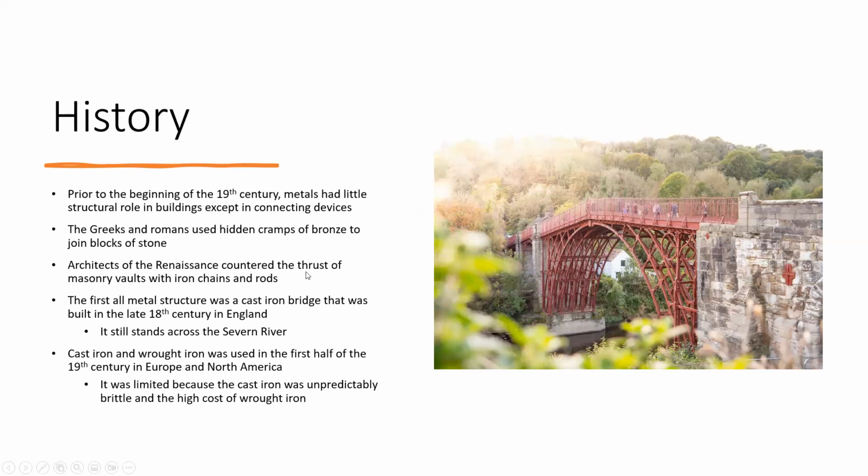Cast iron and wrought iron were used in the first half of the 19th century in Europe and North America. It was limited because cast iron was unpredictably brittle and wrought iron was very expensive. This made it hard to build with because you could not predict what cast iron was going to do in its strength all the time. And wrought iron was relatively expensive at this time.